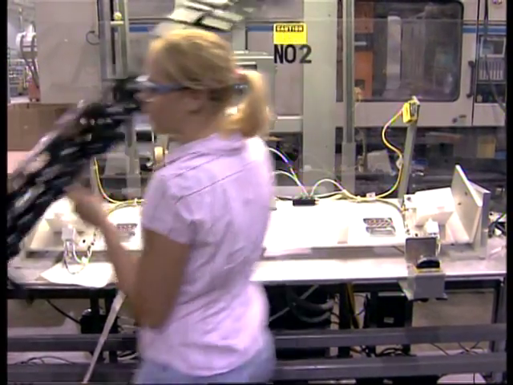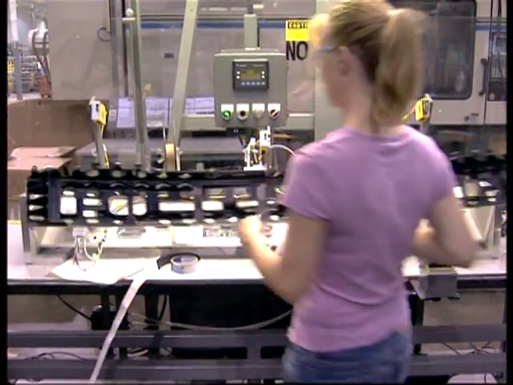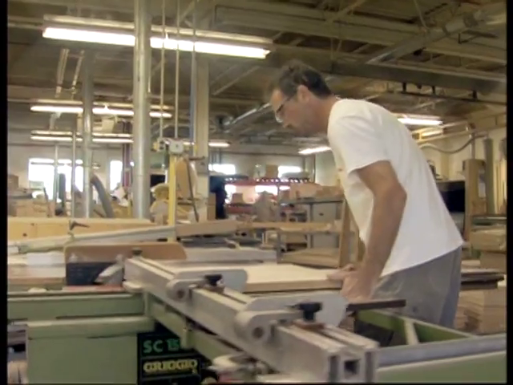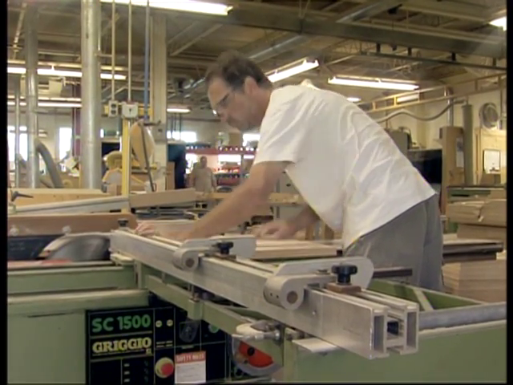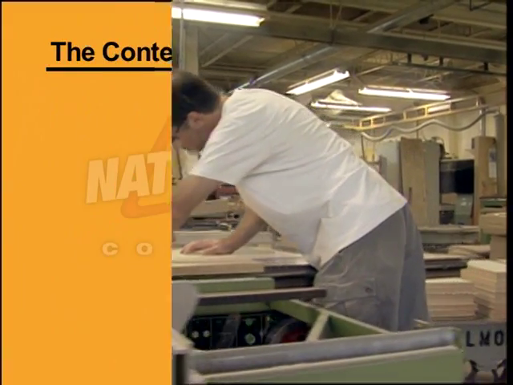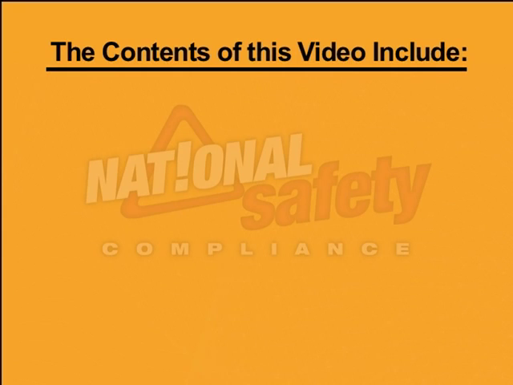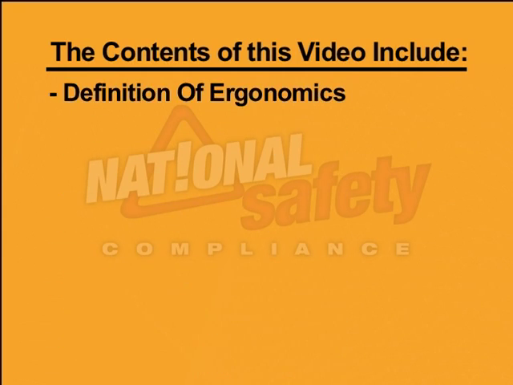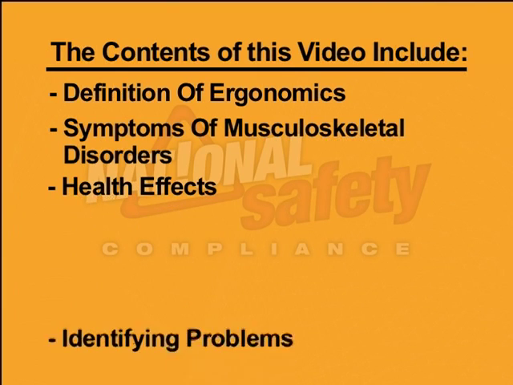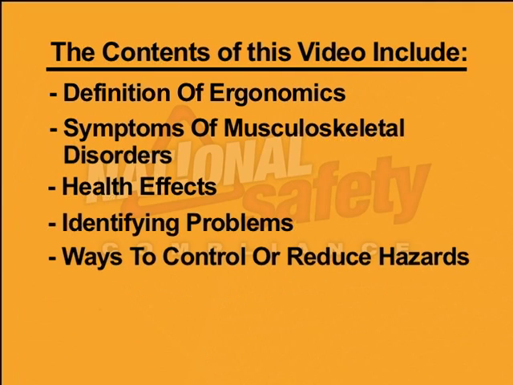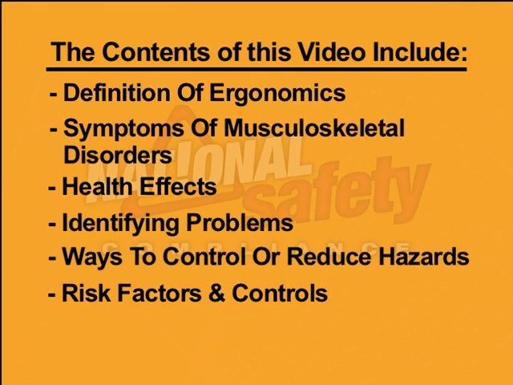The benefits of an ergonomics safety program include a decrease in risk of injury, increased efficiency and productivity, improved morale, and fewer lost workdays. The contents of this video include definition of ergonomics, symptoms of musculoskeletal disorders, health effects, identifying problems, ways to control or reduce hazards, risk factors and controls, and training.